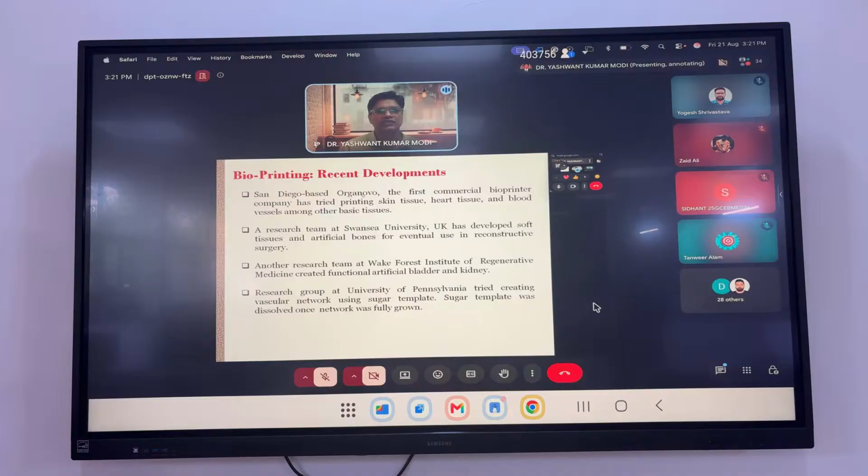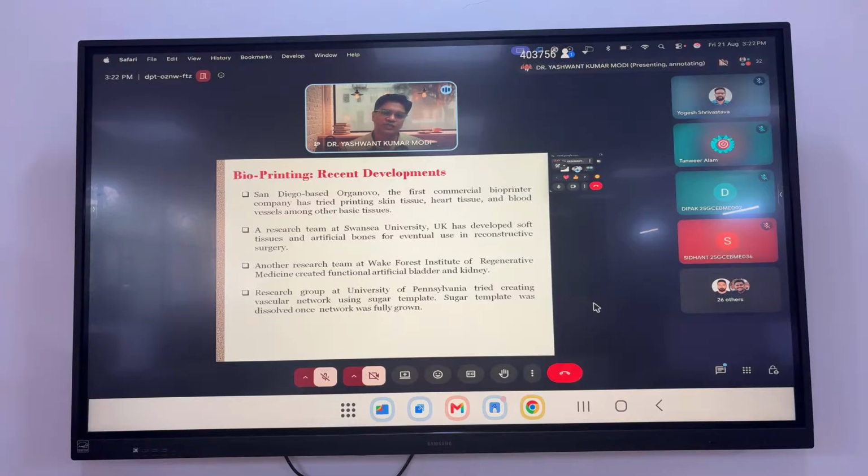In recent developments in bioprinting, San Diego-based Organovo is a company which manufactures bioprinters. The first commercial bioprinter company has tried printing skin tissues, heart tissues, and blood vessels, among other basic tissues. A research team at Swansea, UK, has developed soft tissue and artificial bone for eventual use in reconstructive surgery. Another research team at Wake Forest Institute of Regenerative Medicine created a functional artificial bladder and kidney.